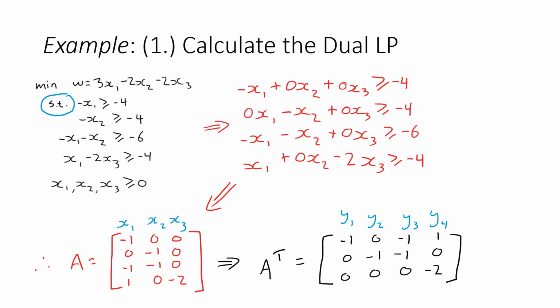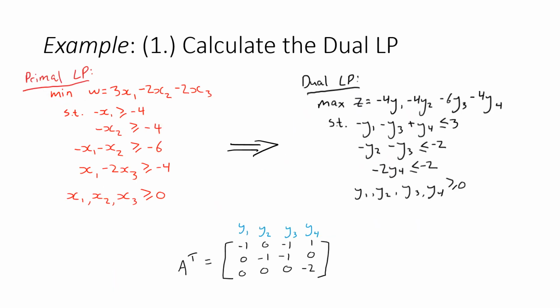To calculate the dual LP, we first use the coefficients of x1, x2, and x3 in the primal constraints to form a matrix A, and transpose the matrix to form a matrix for the coefficients of y1, y2, y3, and y4 in the dual LP constraints. We add in the new constraints as per the matrix.